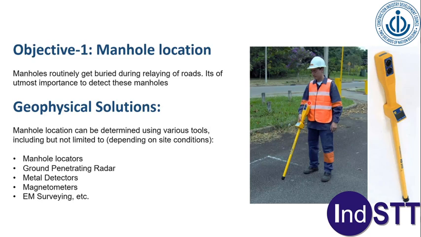So, a geophysical solution for that: manhole location can be determined using various tools, including but not limited to, depending on the site condition, manhole locators, which you see here. This is one tool which works on the principle of almost like a metal detector, but more sophisticated. This is specifically made for manhole locations.